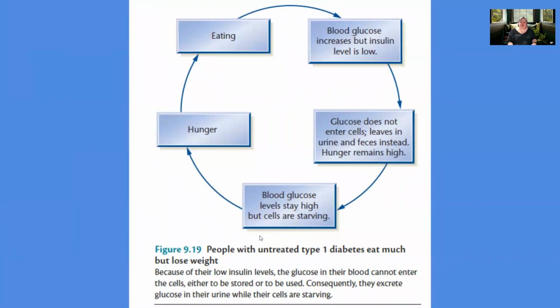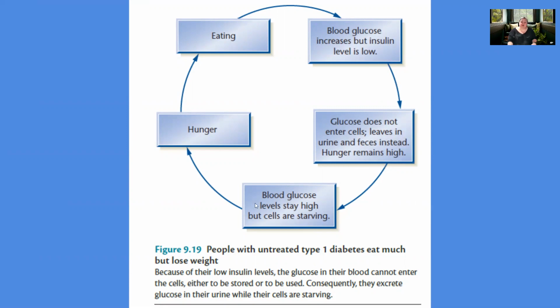So someone who has low insulin, so let's take type 1 diabetes, for example. It's going to look a little different for them too, because there's that hunger and they may eat something and blood glucose increases, but insulin level is low. And so glucose does not enter the cells and leaves in urine and feces instead.